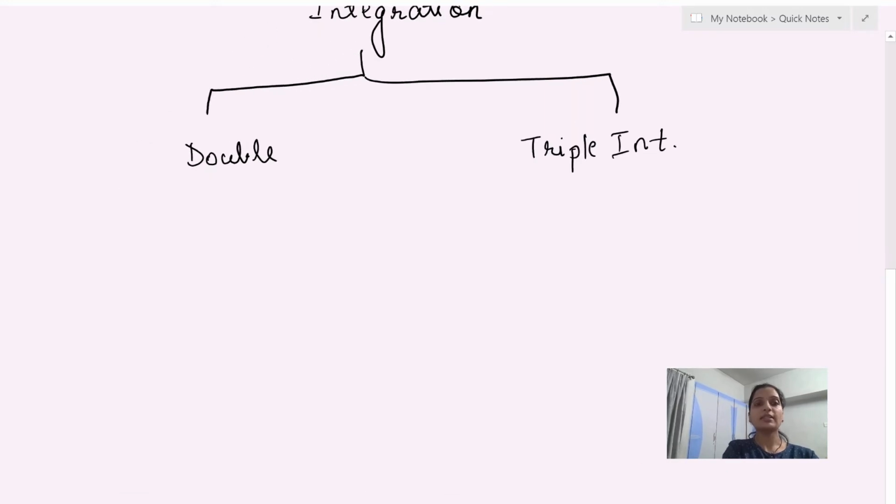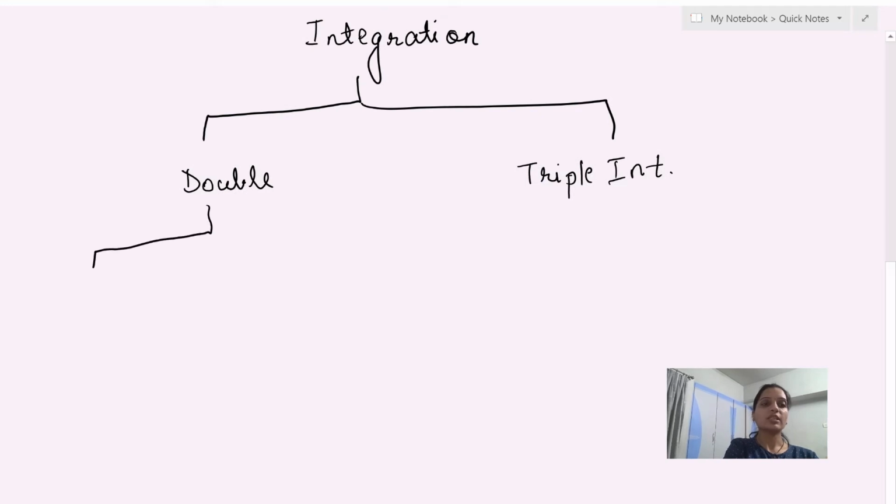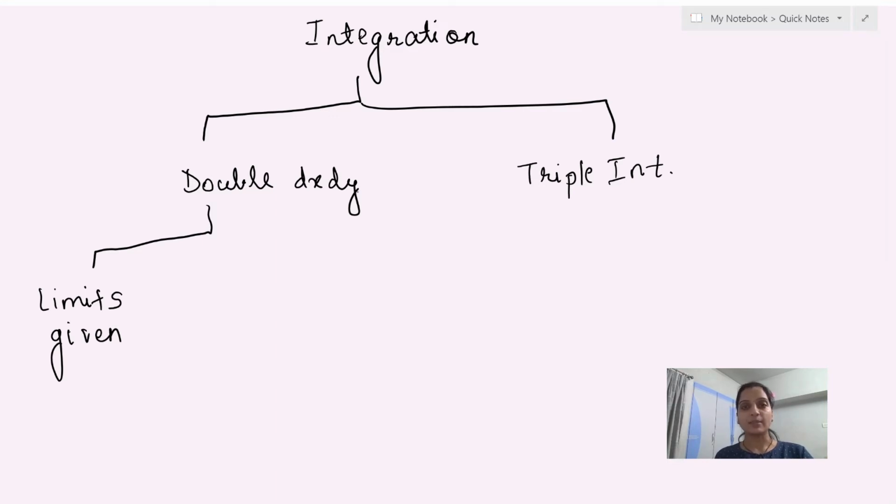In double integration, first we saw the sums where the limits were given. Given the limits, we decided what to integrate first, whether x first or y first. If the innermost limits were in the form of x, then we integrated with y first, the opposite variable, and the outer limits are obviously constant. Similarly, if the innermost limits are in the form of y, we integrated with x first and the outer limit with y.